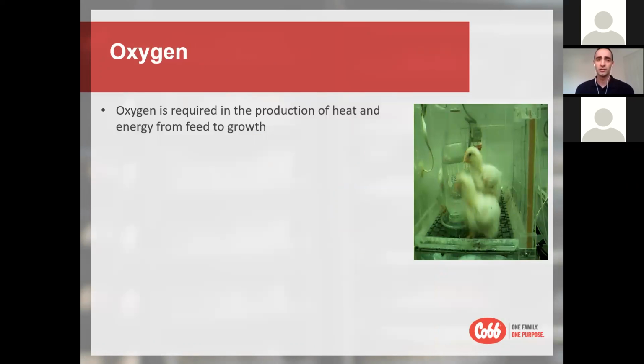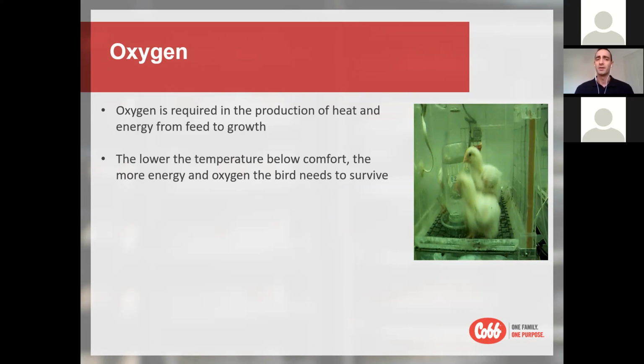So looking at oxygen, oxygen is required in metabolism. When those birds are growing, they need it to be able to grow. And if you have lower temperatures, the birds require more oxygen to be able to survive because they need high metabolism to use the energy of the feed to keep themselves warm, and they require more oxygen.